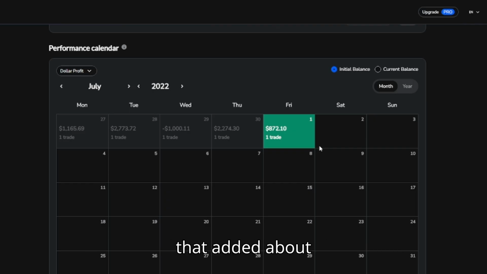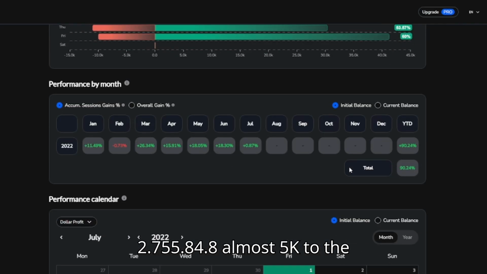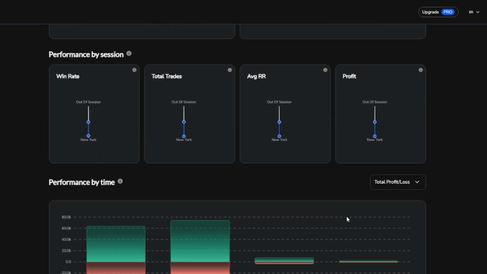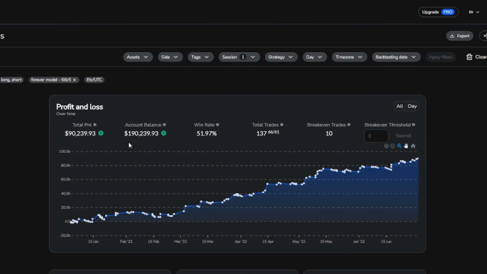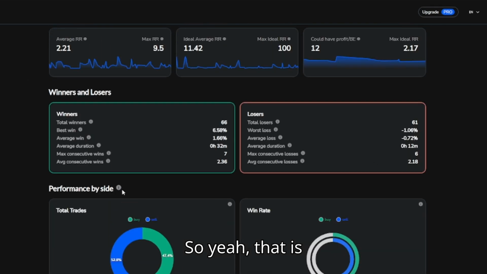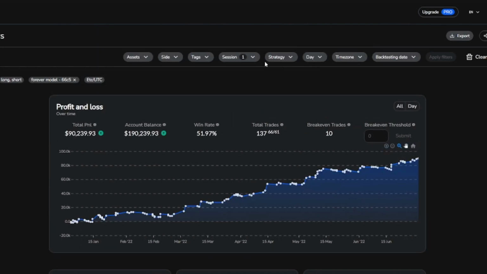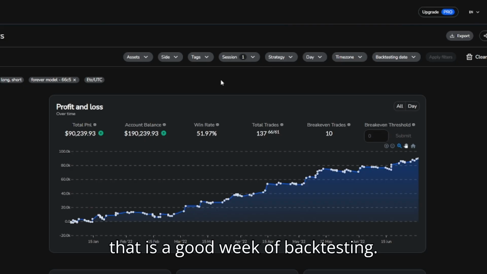And that added almost 5k to the backtesting portfolio. So yeah, that is a good week of backtesting.